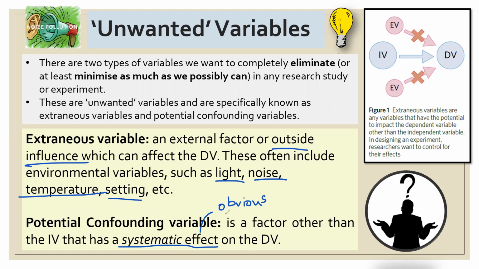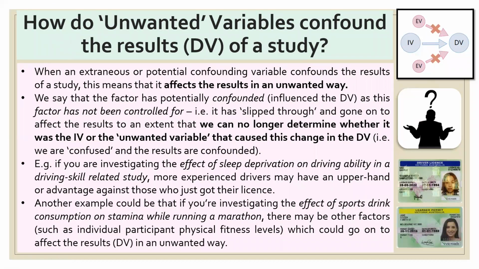Potential confounding variables are not as obvious. They're not as obvious as extraneous variables, and they're the kind of variables that slip through. They're the sneaky variables that slip through and eventually affect our results. When we're looking at extraneous and potential confounding variables, both have similar effects in the sense that they make it difficult for us to determine with confidence whether it was the IV that caused the change in the DV or whether it was another variable. So that's the main idea there.